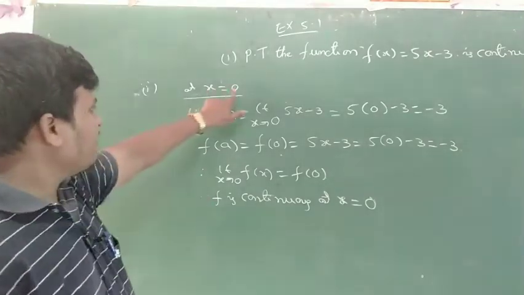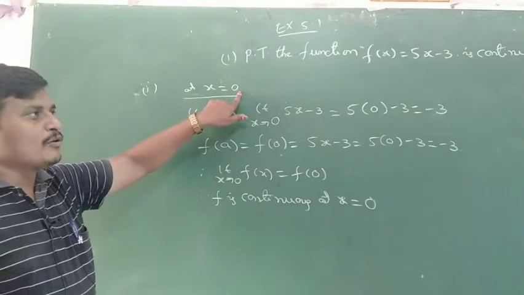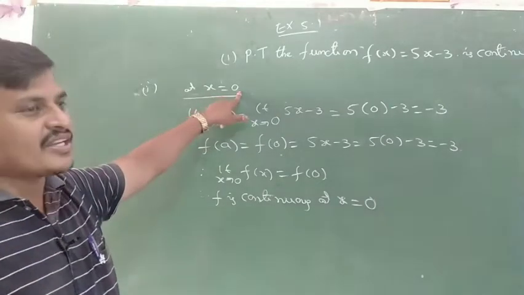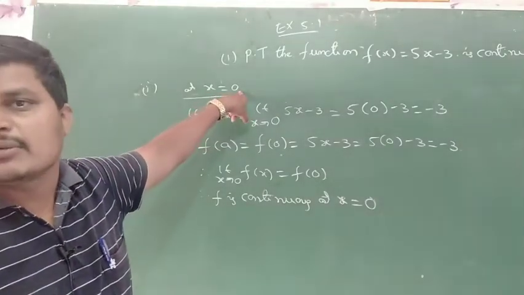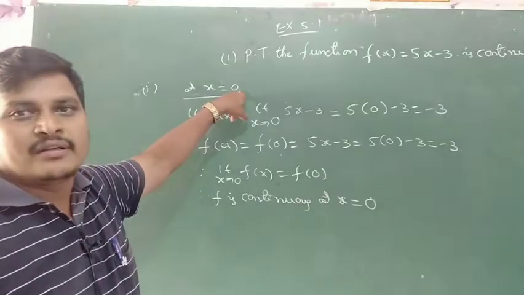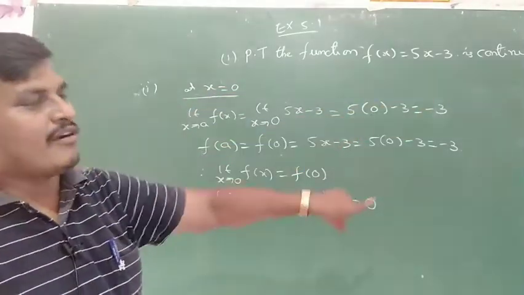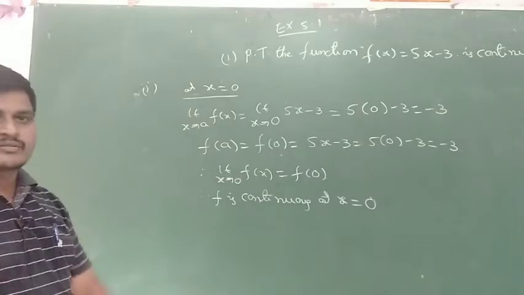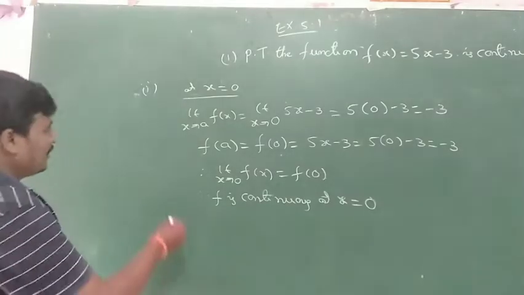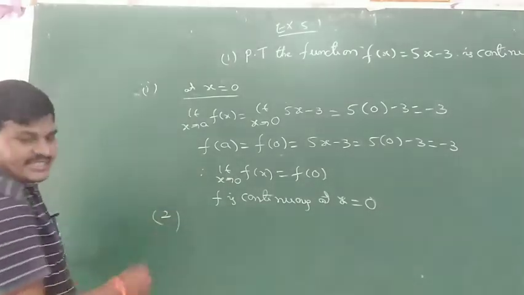Same as it is for x is equal to 0, now substitute x is equal to minus 3. At the same time, x is equal to 5, same as it is. Okay, next one. The first problem is complete. Second problem.